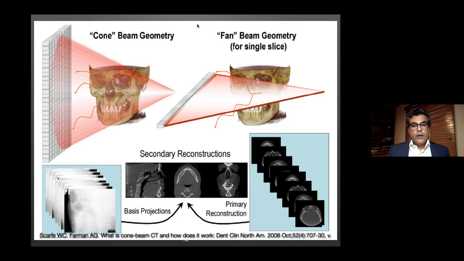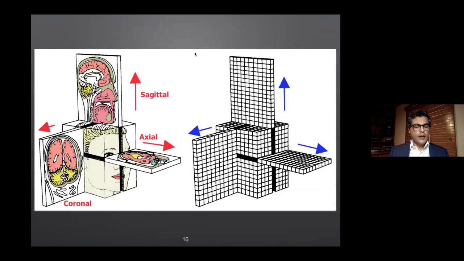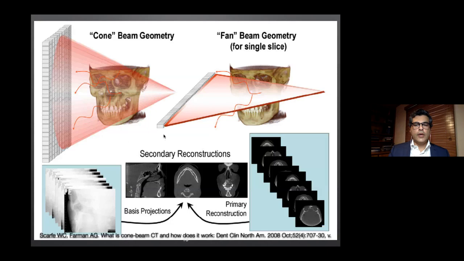Okay, so just some familiarity with how we view the data volume that is generated by a cone beam CT scan or a CT scan. We have this three-dimensional anatomy of the patient, and we can look at it in three dimensions, as the name 3D suggests: the axial view, as if you're looking from the top or the bottom, the sagittal view, as if you're looking from the right side or the left side, or the coronal view, looking from the front or the back. And that can be explained here as well.